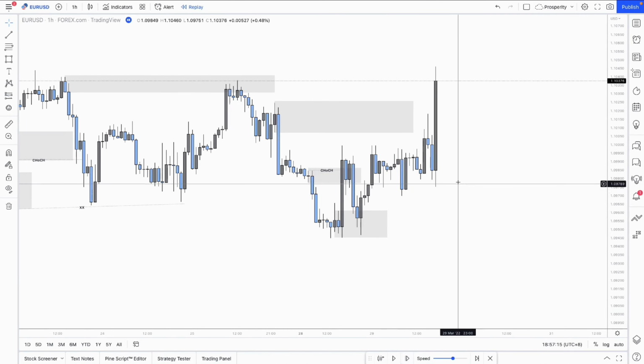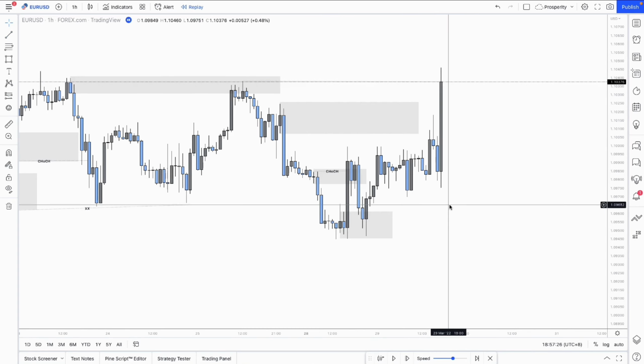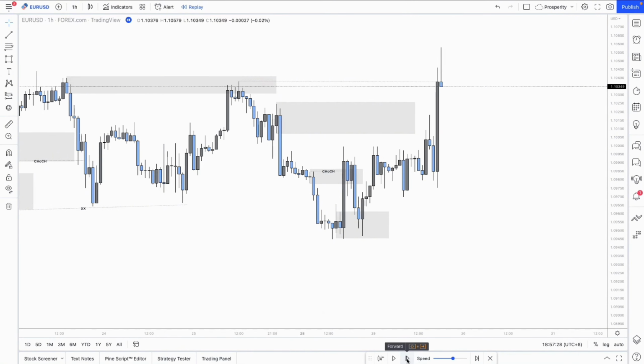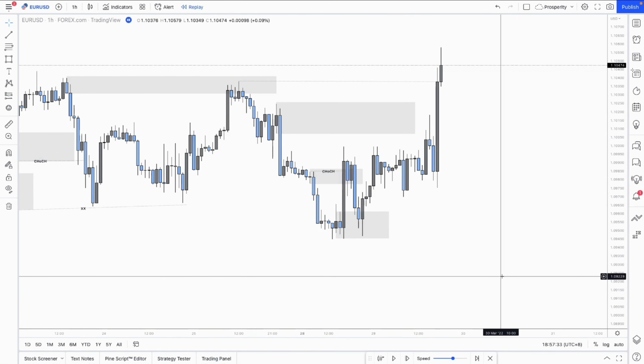And then we explode, right? Now, we don't take out the highs. Well, we do, we liquidate them with a wick, but we don't actually close above them, which for us isn't a break of structure. And then we have our break of structure. So now we have our break of structure.